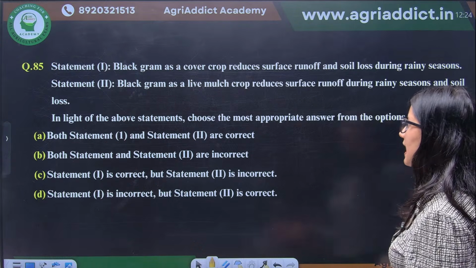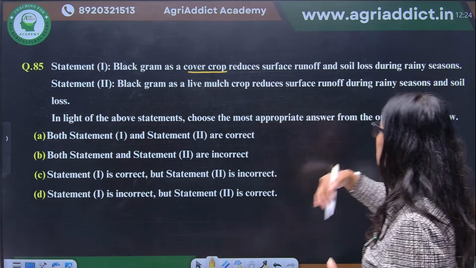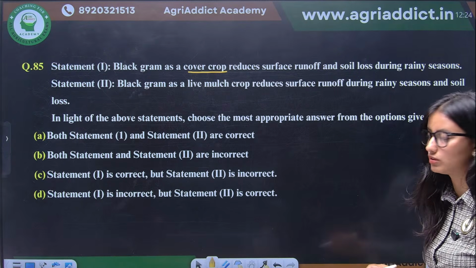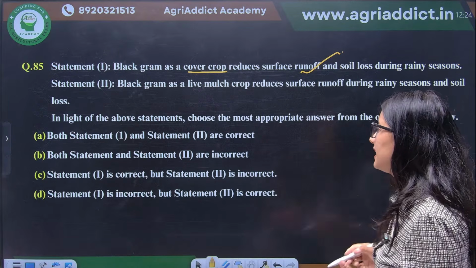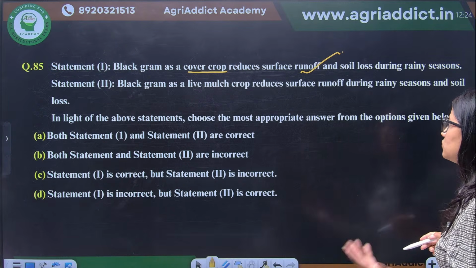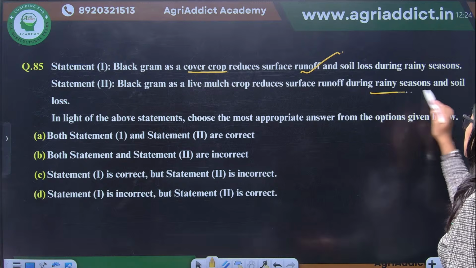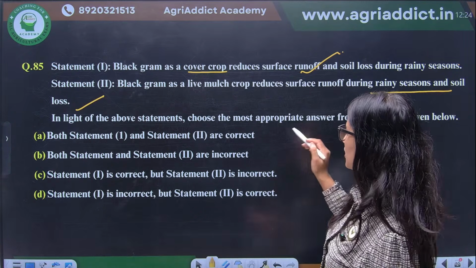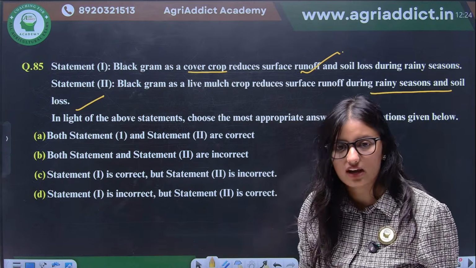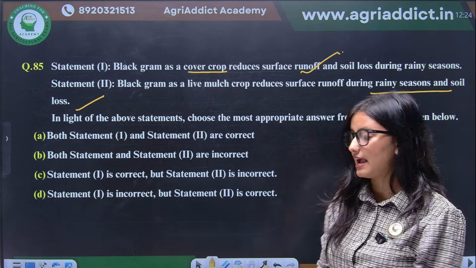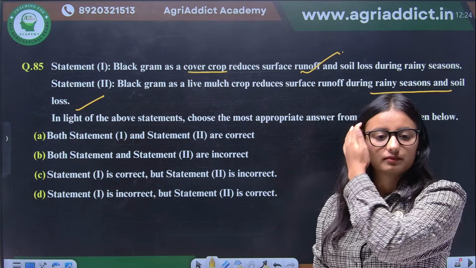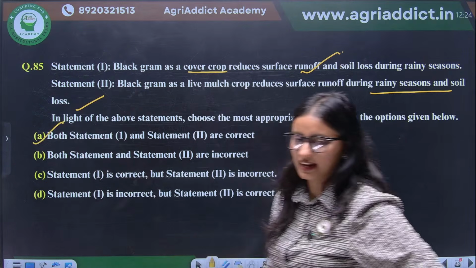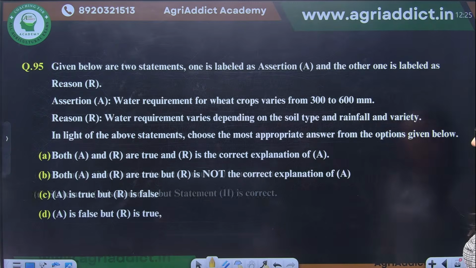So next is black gram as a cover crop reduces surface runoff and soil loss during rainy season. We have discussed in the last question also. Yes, this is the correct one. Black gram is a live mulch crop, reduces surface runoff during rainy season. So both statements क्या है, एक दूसरे के जैसी है, बस हल्का सा चेंज है इसमें. So black gram एक अच्छा कवर क्रॉप है, सरफेस रन ऑफ को रोकता है. What will be the answer now? अब तो बोलो A. Yes, A is the correct answer. Both statements are correct. Very good.